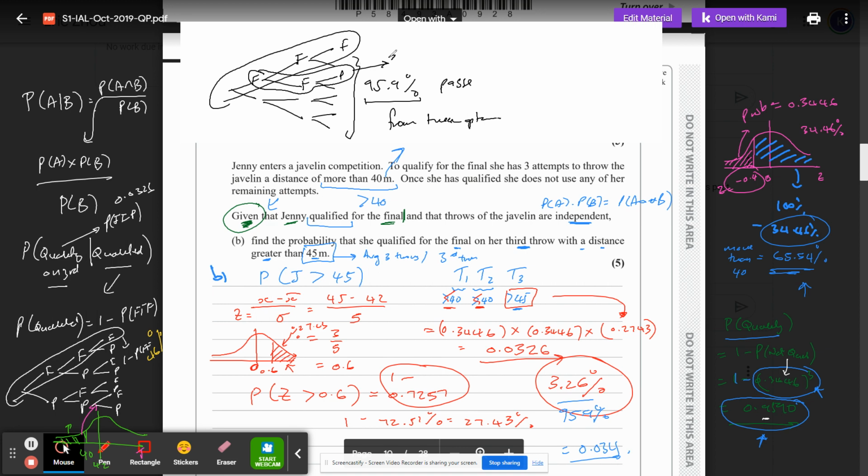So that is 0.0326 or 3.26%. And that line is a probability of passing, given that she has definitely qualified. So we're not actually finding the probability that she qualifies. We're finding the probability that she qualifies a certain way, knowing that she's qualified already. Basically.